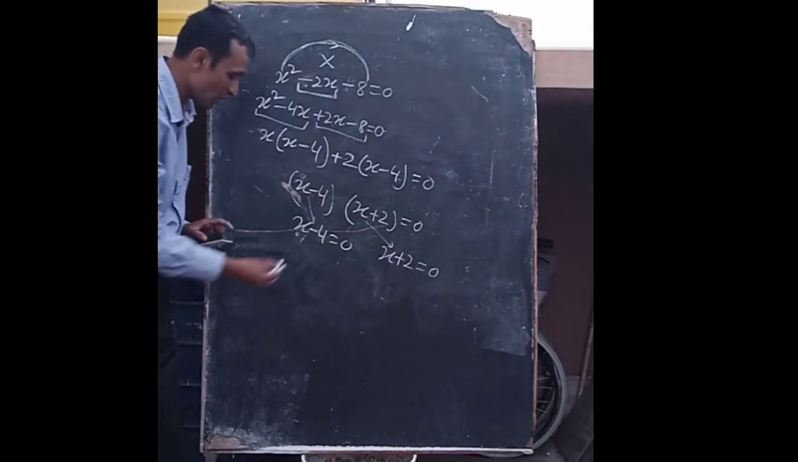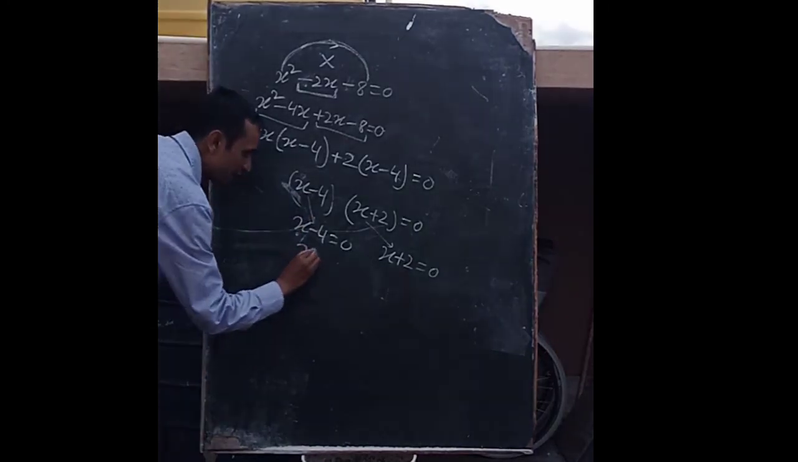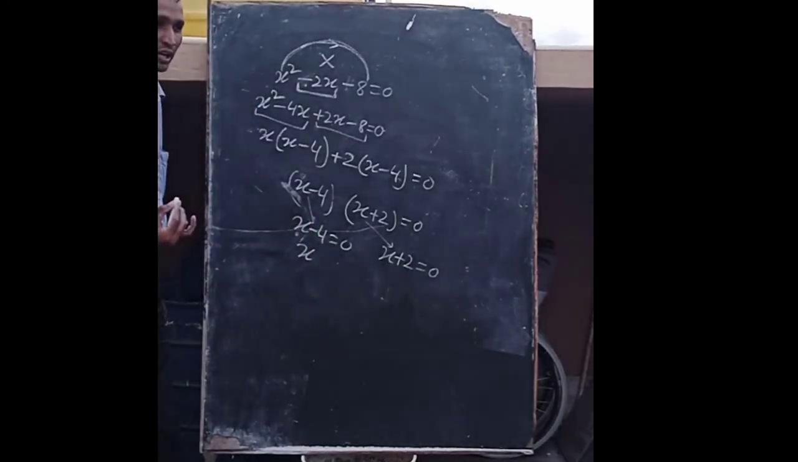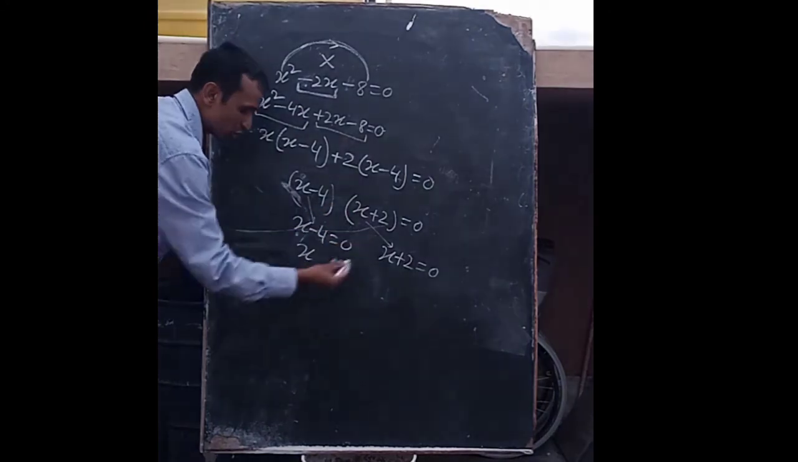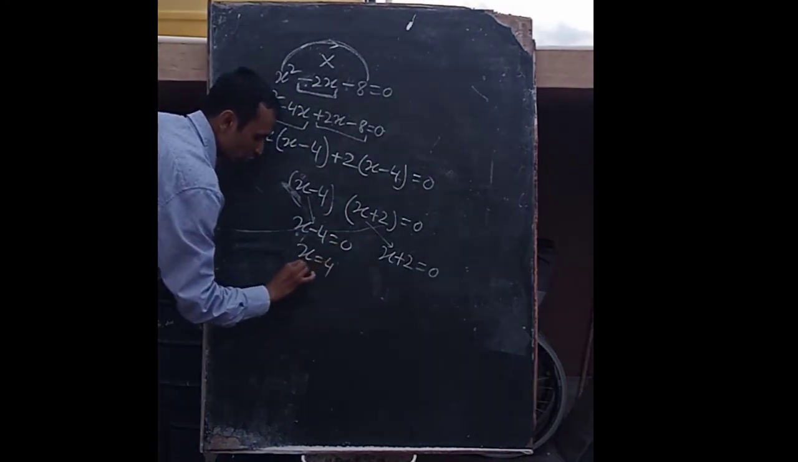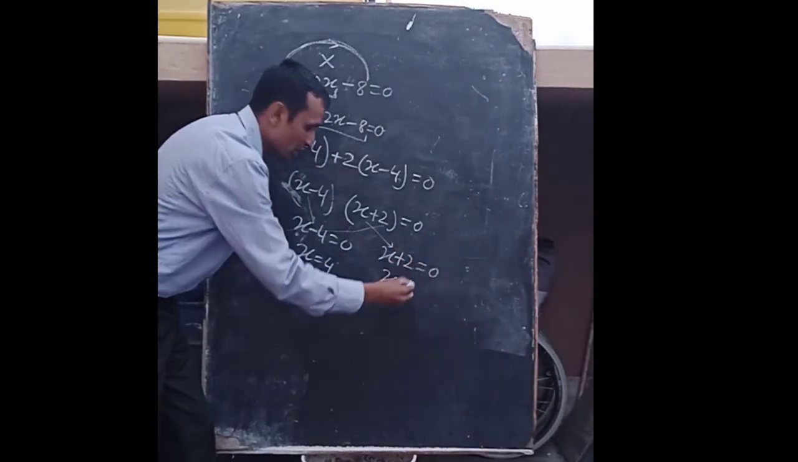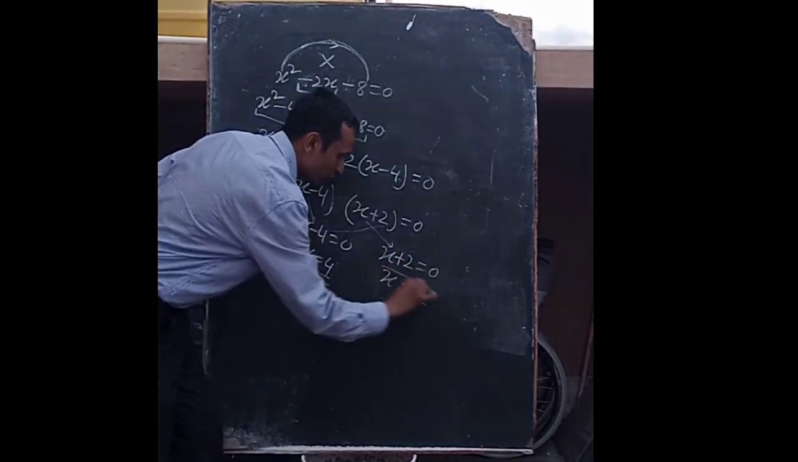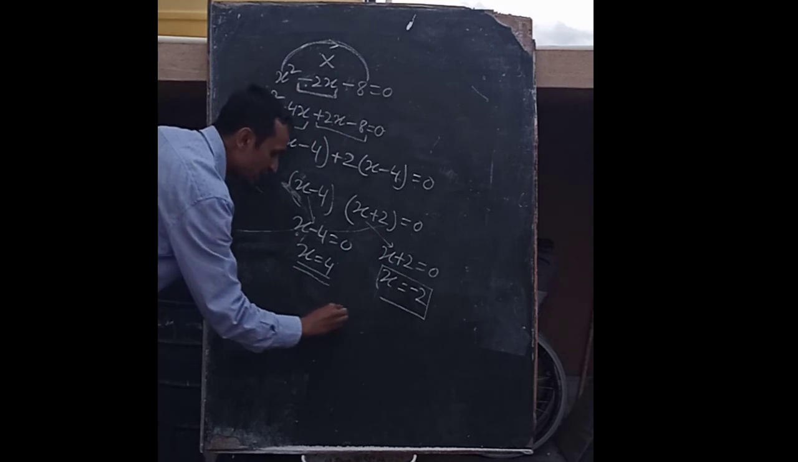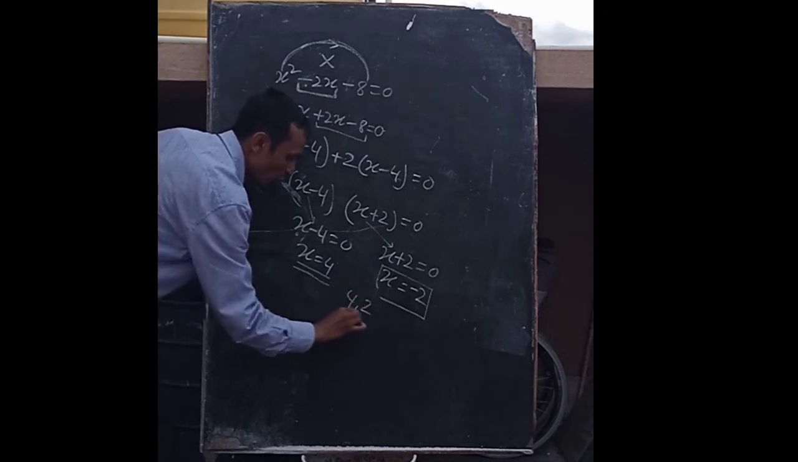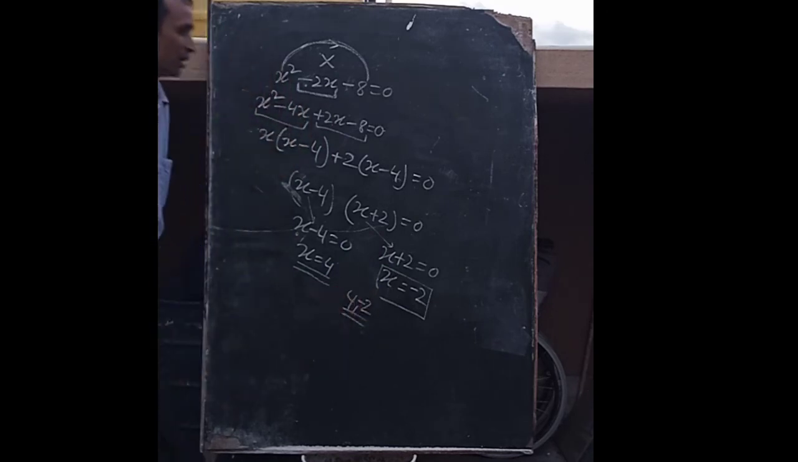Understand? What happens? In that, again we are doing transposing. This number will go that side, what will become? Plus 4. So this is one answer you got. This side, x, this number goes that side, then what will become? Minus 2. So there are the two answers we got. What are they? 4 and minus 2. Understand this much? Right.